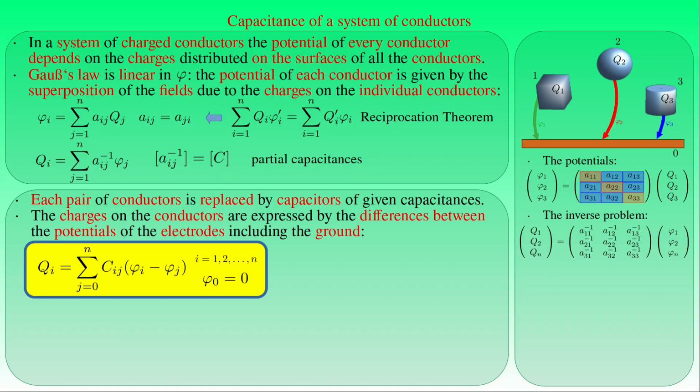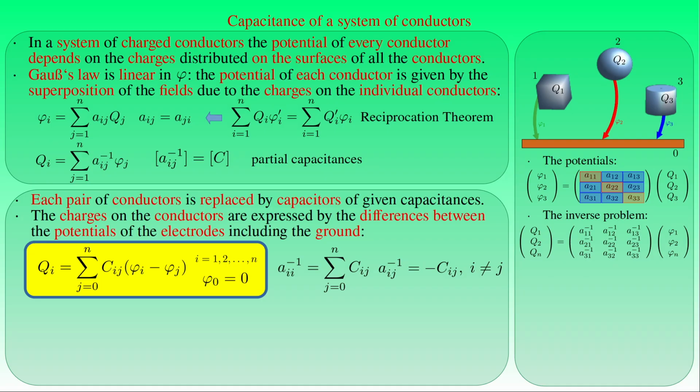And the relationship between the inverse matrix of the coefficients of potential and the coefficients C sub ij is the following. The diagonal component of the inverse matrix in the ith row and column is given by the sum of C sub ij from j equals 1 to n, whereas the off-diagonal elements of the inverse matrix with indices i and j are equal to minus the coefficients C sub ij.